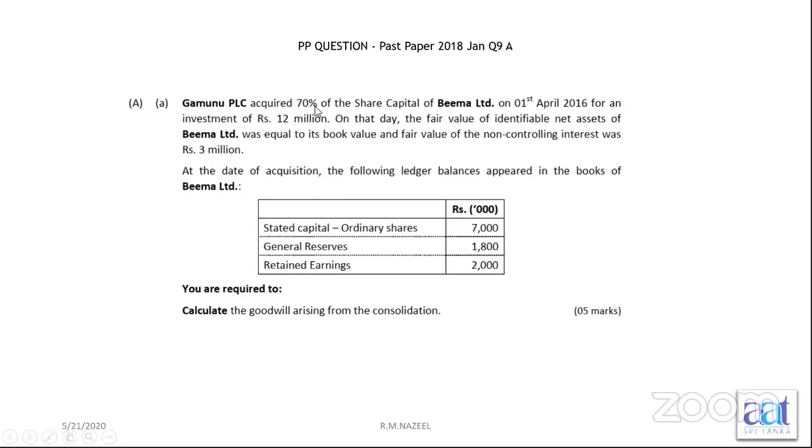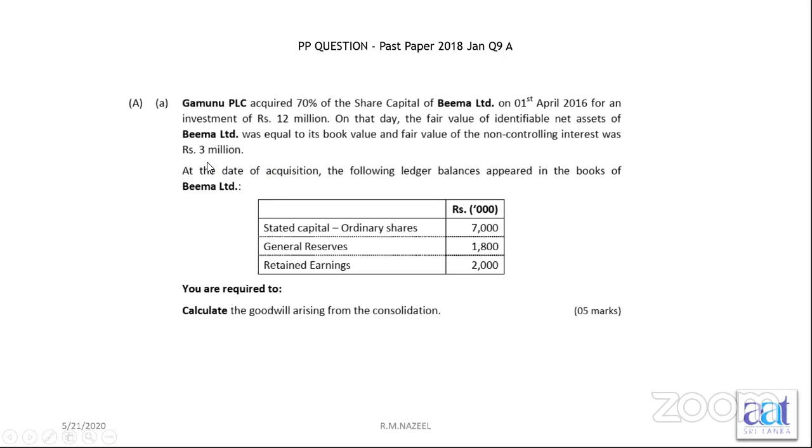G acquired 70% of shares in B. So this is the parent company. Control is their 70% in the subsidiary company. On 1st January 2016 for an investment of 12 million. Underline that word. That is the investment made by the parent, which represents 70%. The fair value of assets and liabilities were the same. And the fair value of NCI is 3 million rupees.